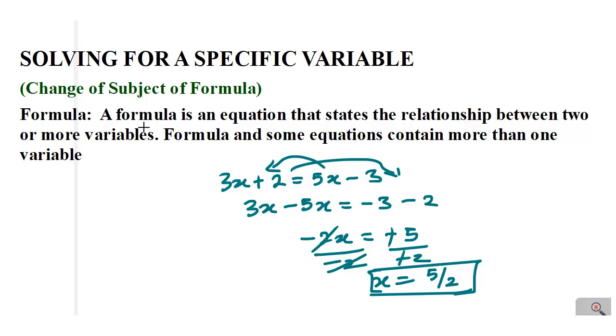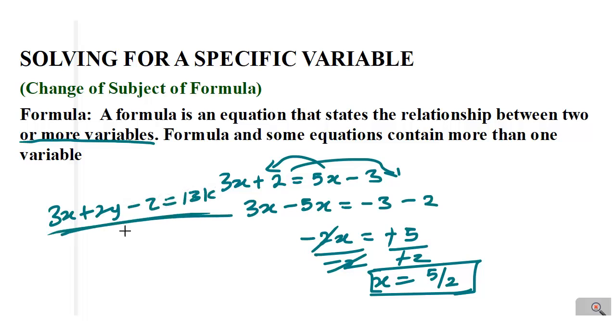So that is that. A formula is an equation that states the relationship between two or more variables. That's very important. So you may be given a formula and you'll be having more than one variable. Maybe something like 3x plus 2y minus z is equal to 13k. This is a formula. And you may be required to make x the subject of formula. So it implies that x must stand alone. So formulas and some equations contain more than one variable. We are going to be looking at an example in which we make a specific variable the subject of the formula. So let's move on.